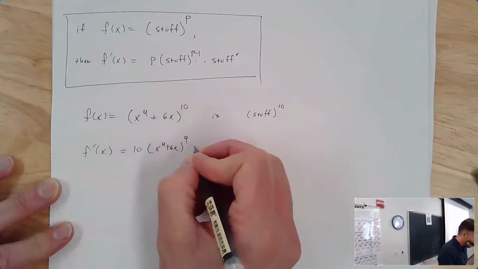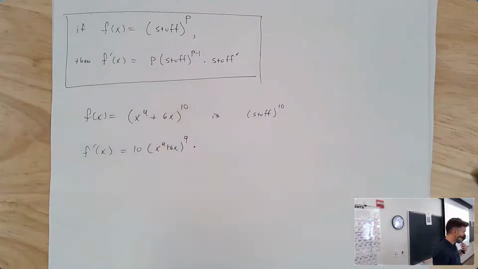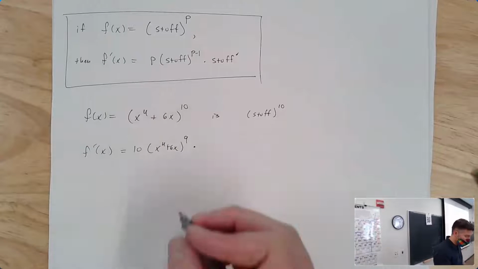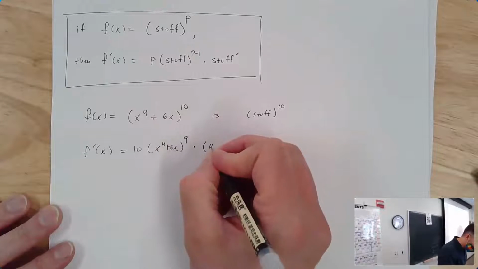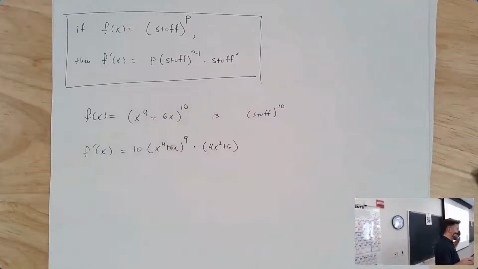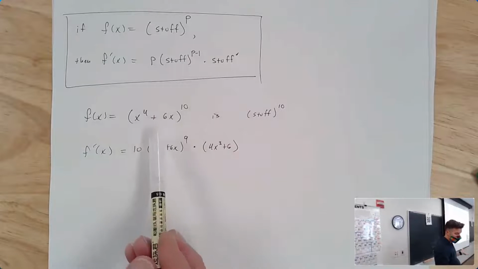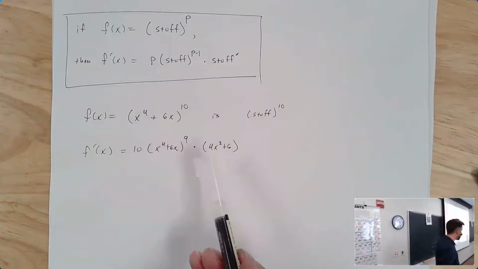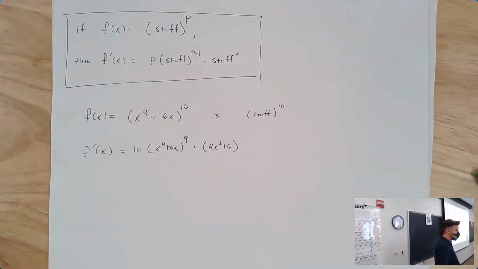But then what do I have to multiply by? Always the derivative of the stuff. So if you've got some stuff that is more complicated than x, whenever you do the derivative of it, you always have to multiply by the derivative of that stuff. So I would try to get yourself into the habit of saying, not the function. Don't say I've got x to the 4th plus 6x to the 10th. Just say you've got stuff to the 10th. And then be like, oh, the derivative of stuff to the 10th is 10 times stuff to the 9th times the derivative of the stuff.